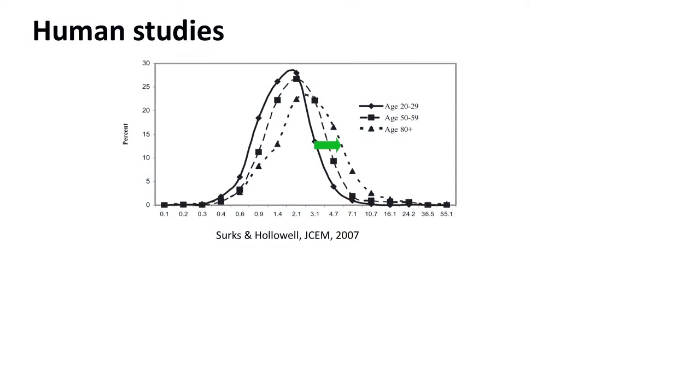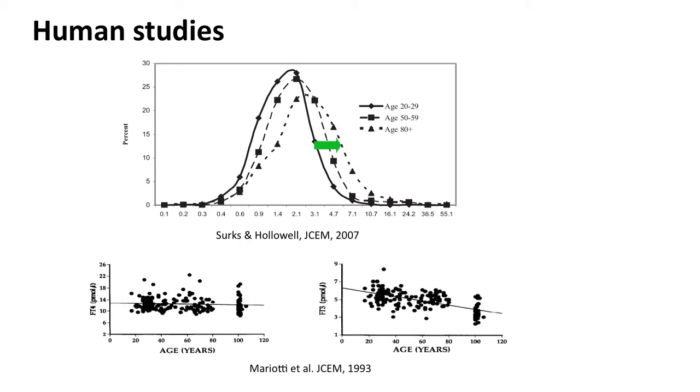So this study shows a TSH distribution curve in a population study reported by Dr. Sirks and Holloway. And it basically shows that TSH levels increase when people get older.